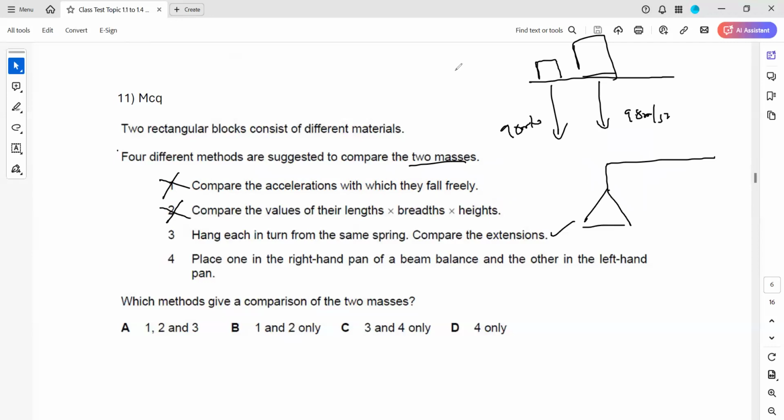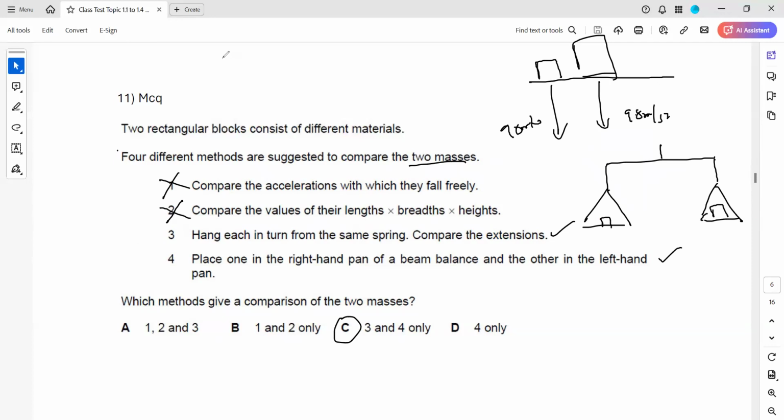We place them in the balance and compare the position in the balance. If the balance tips towards the right, it means the object on the right hand pan is heavier. If it tips left, it means the object on the left hand pan is heavier. So 3 and 4 are the methods which can be used to identify whether they are lighter or heavier.